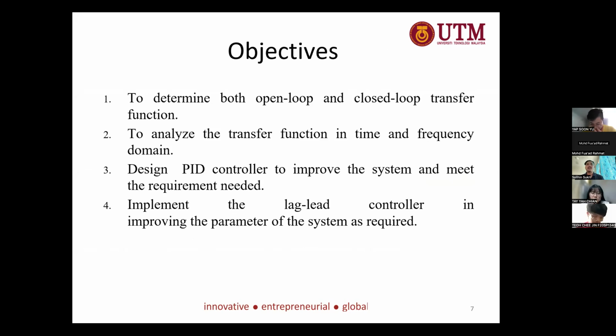Here on the screen we can see the objectives. The first objective, for task 1, is to determine the open loop and closed loop transfer function. The second objective, for task 2, is to analyze in the time and frequency domain. The third objective, for tasks 3 and 4, is the PID controller and PID tuning. And objective 4 is for the lead compensator, improving the parameters of the system.